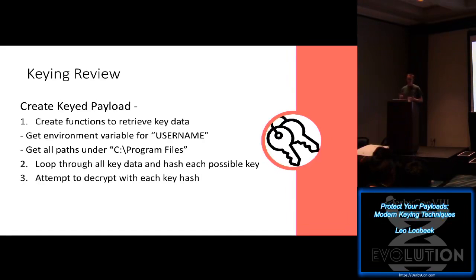Now that you have the encrypted data, you can create the keyed payload that you want to execute on jdoe's workstation. So basically you'll create functions on the host that will pull that key data out. So get the value for the environment variable username, and then get all the paths underneath C program files, all the recursive paths underneath. And then when the payload executes, you'll loop through every single thing underneath C program files, tack on the value for username, try to decrypt.